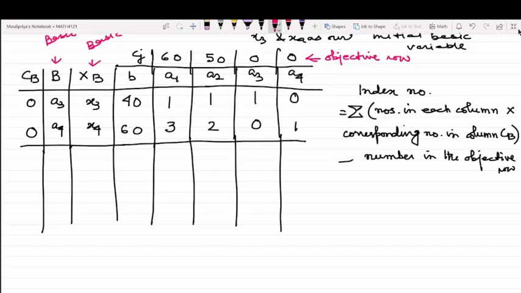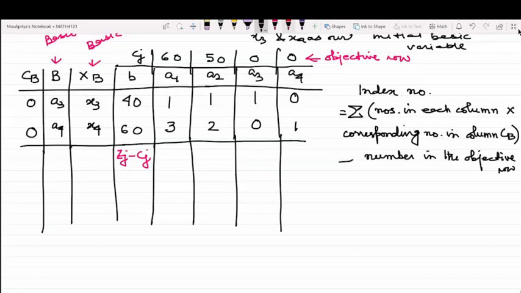Write it down, then I will explain. And we call this index number ZJ minus CJ. Are we okay with this? Have you written down?